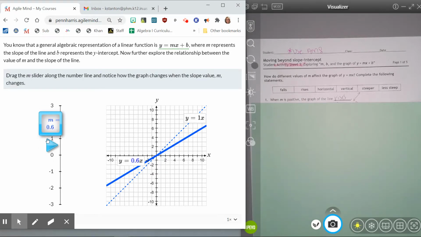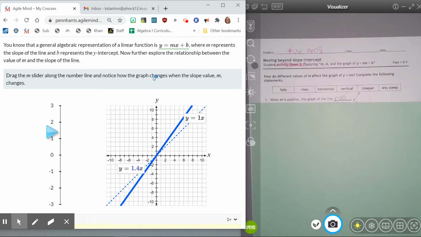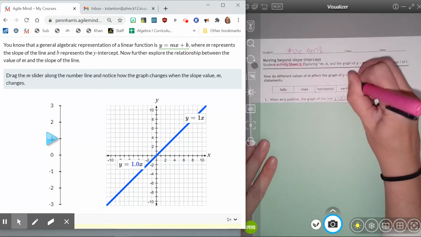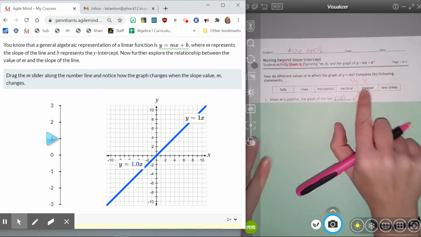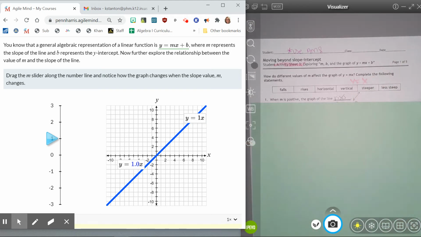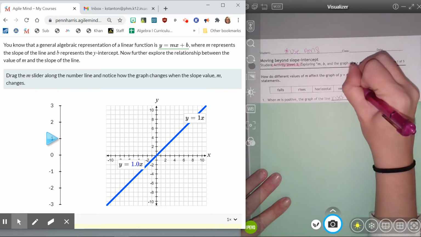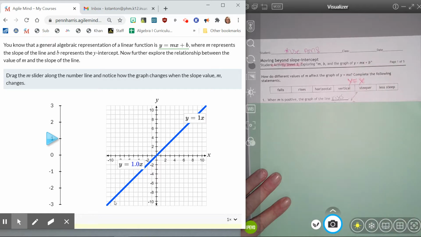Okay, so if we look at this graph, what they want us to do is drag this, and we're going to be changing the m, the m in the equation. So if the m is 1, this is what it would look like, just like y equals x. You don't have to write that down. I apologize for my highlighters dying there.